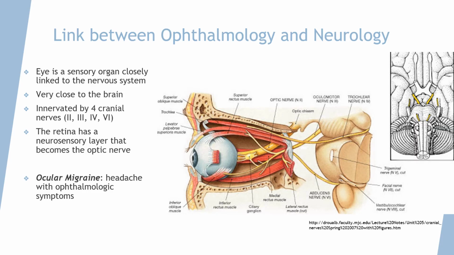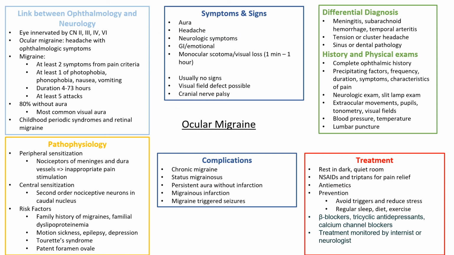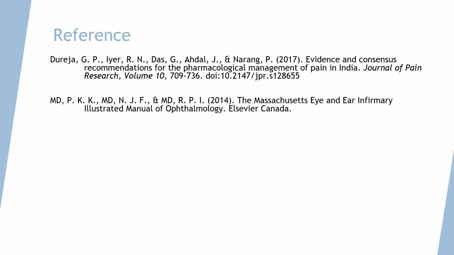So hopefully today we were able to convince you that ocular migraine does play a role in relating and linking ophthalmology and neurology. This is a summary of everything we talked about. And here is the reference from which we pulled the information to put together this presentation.